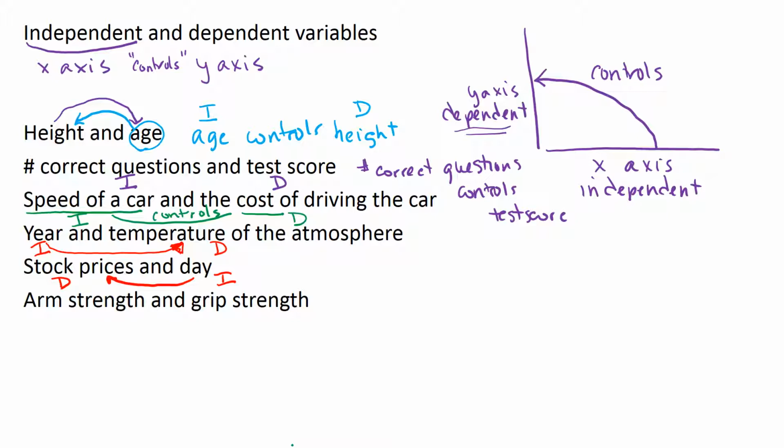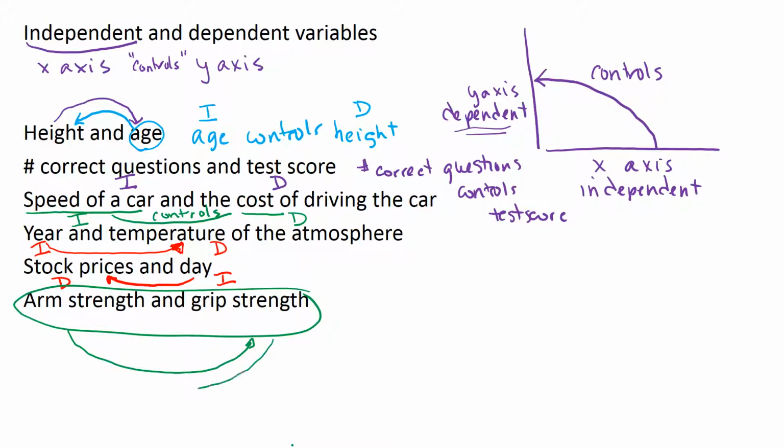And the last one is one that we've seen before. There's a relationship between arm strength and grip strength, and I think this one is a very difficult one to decide which one controls the other. If you have strong arms, will you have a strong grip? Does the arm strength control the grip strength, or is it vice versa? If you have a strong grip, does it control your arm strength? I think in this case it could go either way, and so that means that graphing arm strength and grip strength could also be graphed grip strength versus arm strength, and this one is a bit ambivalent.